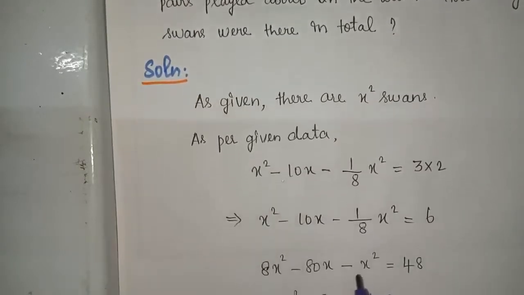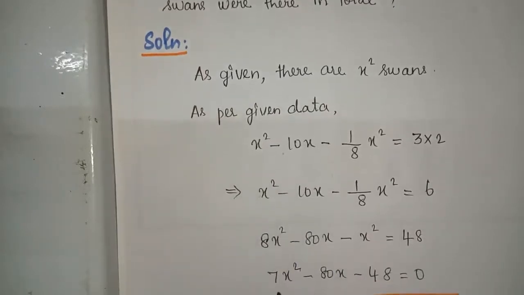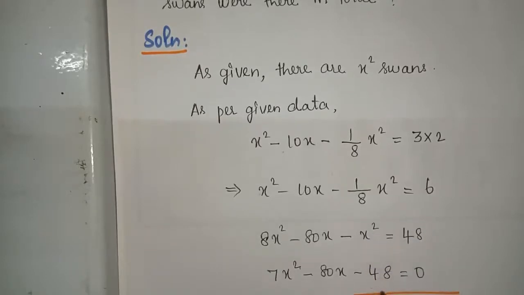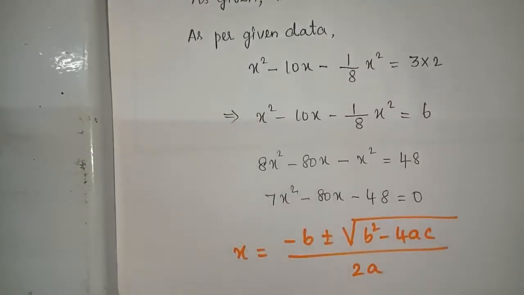Next, you have to take the LCM. So 8x square minus 80x minus x square is equal to 8 sixes are 48. So 8x square minus x square is 7x square minus 80x. You have to shift to the left hand side, so plus 48 becomes minus 48 is equal to 0. Then we have the formula: x is equal to minus b plus or minus root of b square minus 4ac, divided by 2a.